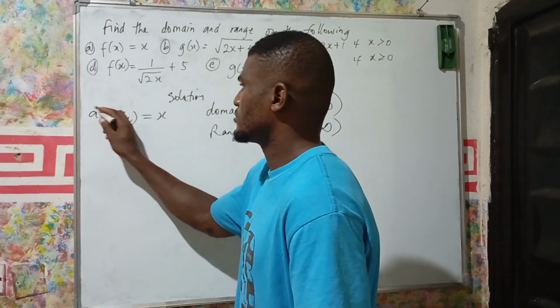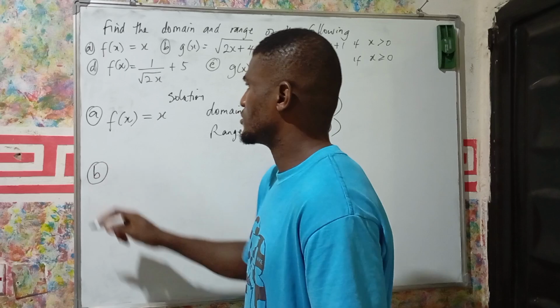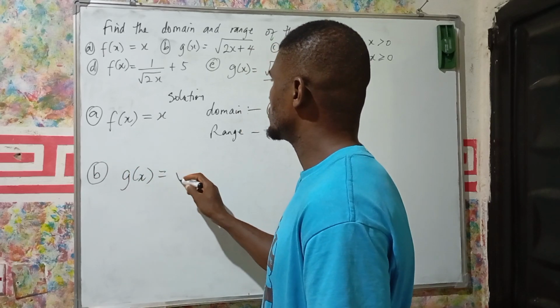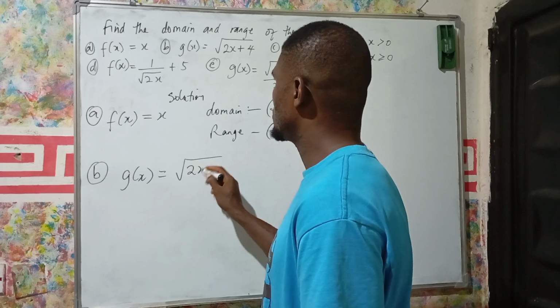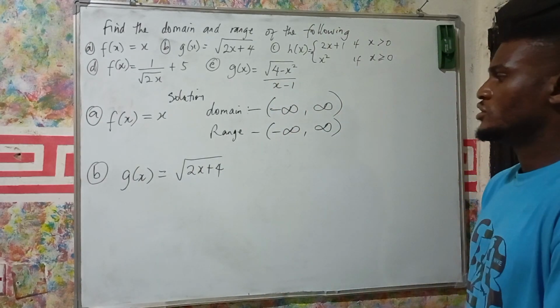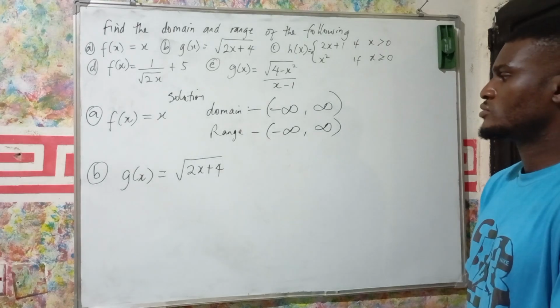Now let's check out the second one. The second one says that g of x is equal to the square root of 2x plus 4. g of x is equal to the square root of 2x plus 4.